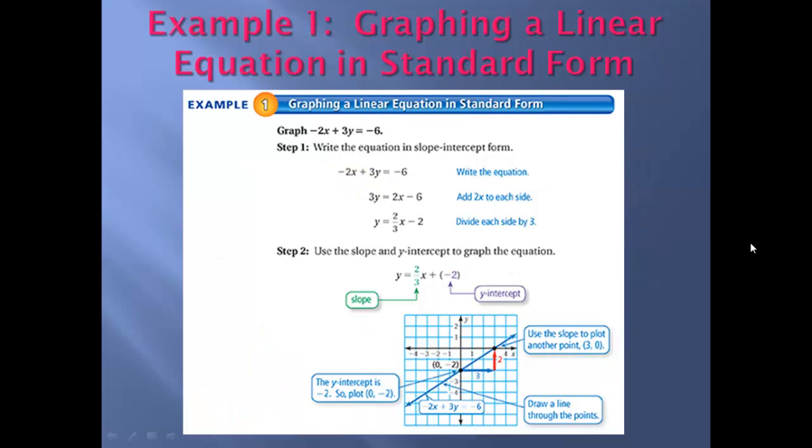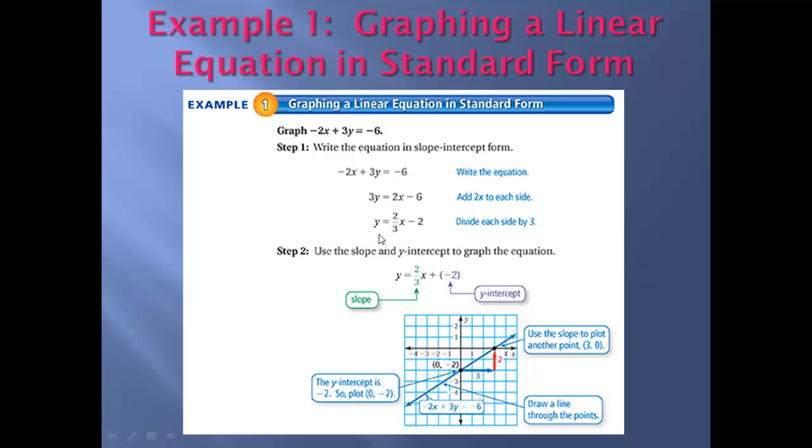For our first example, we're graphing a linear equation in standard form. We want to graph negative 2x plus 3y equals negative 6. Our first step is to write the equation in slope-intercept form. In order to do this, we add 2x to each side. We will then have 3y equals 2x minus 6. Now we need to divide each side by 3. So we're going to have y equals 2/3 x minus 2.